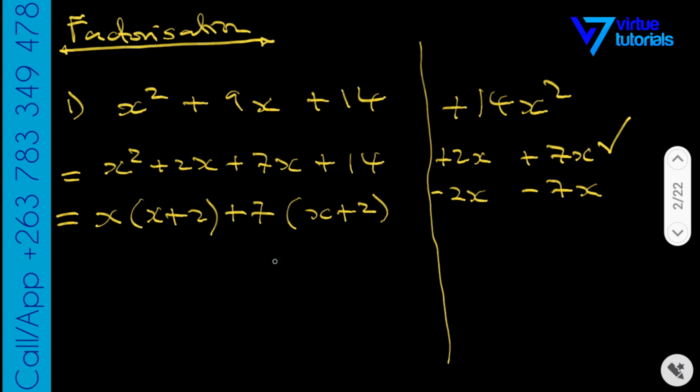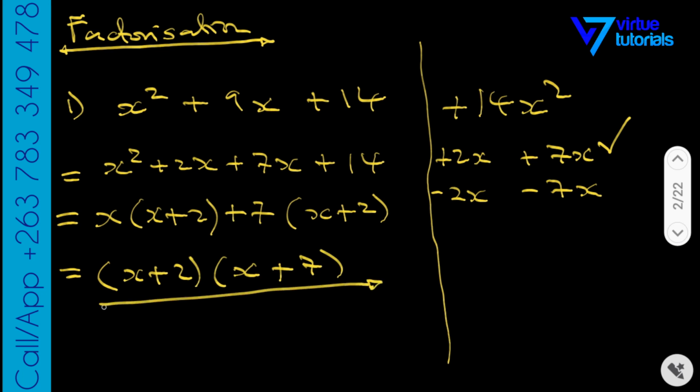Now note, at this point here, what is in the first bracket must be the same as what's in the second bracket. If these two are not the same, then there's probably an error somewhere that you need to fix. Then from here, I simply take the first bracket, which is x plus 2, and I put the other things that are outside the bracket in another bracket, so that's x plus 7. So when it's like this, we have successfully factorized our x squared, sorry, plus 9x plus 14.